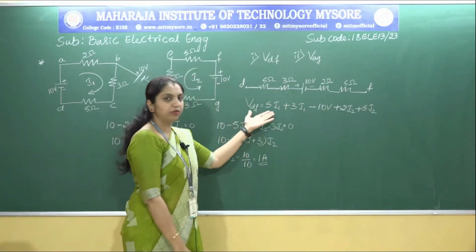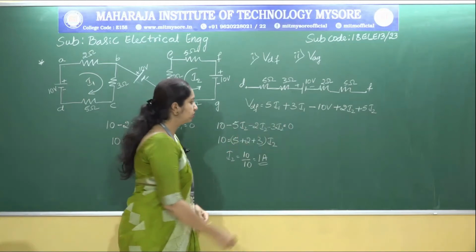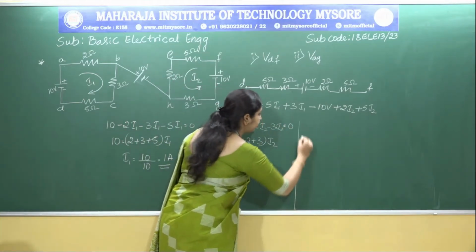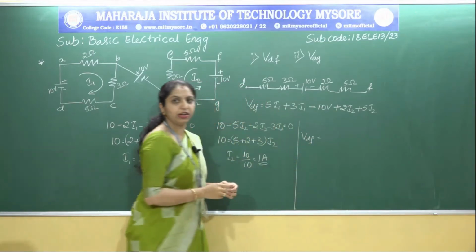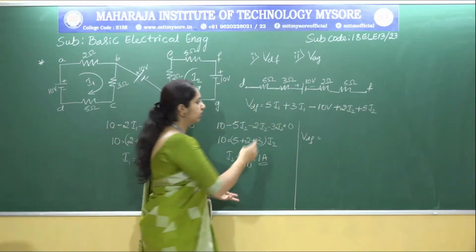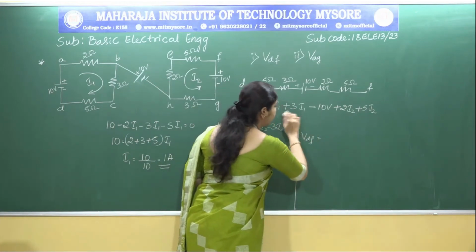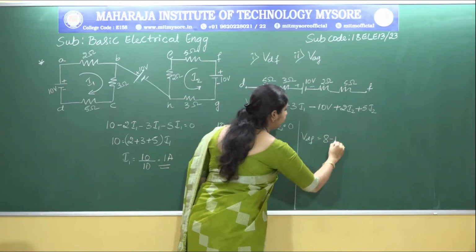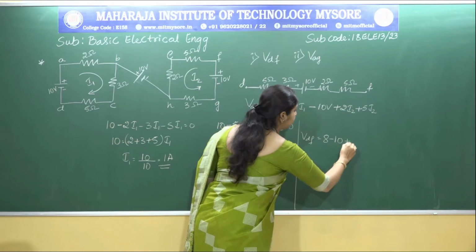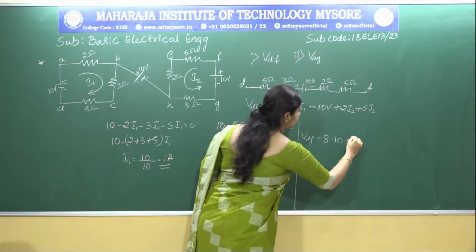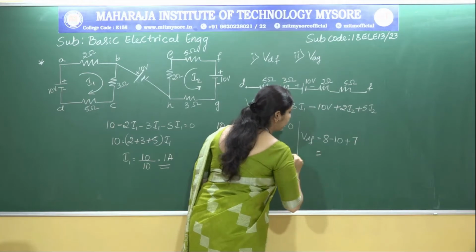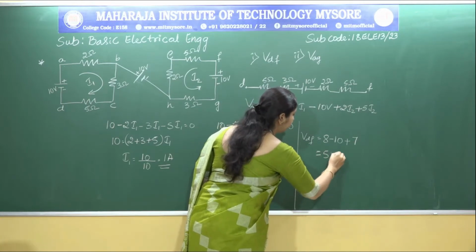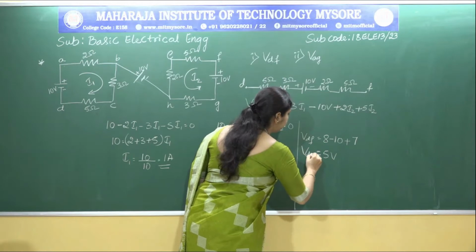So we know the values of I1 and I2, so substitute here. I1 and I2 values are 1 ampere, so here we get 5 plus 3, which is 8, minus 10 plus, and 5 plus 2 is 7. If we further simplify this expression, we get 5 volts, that is VDF.